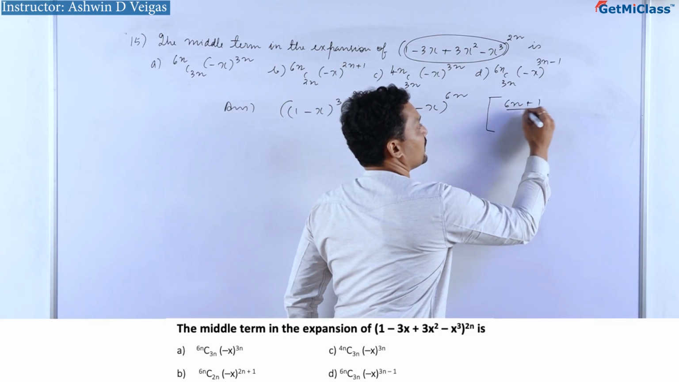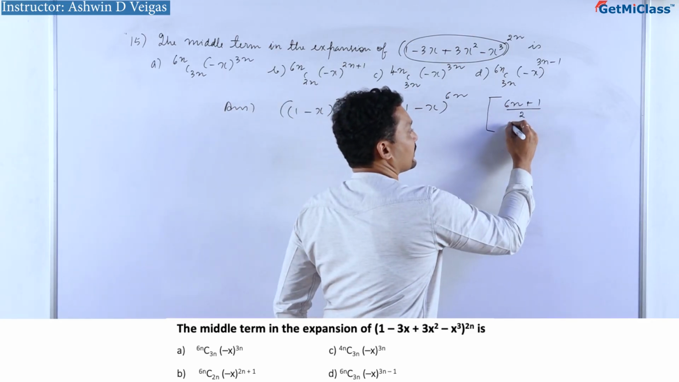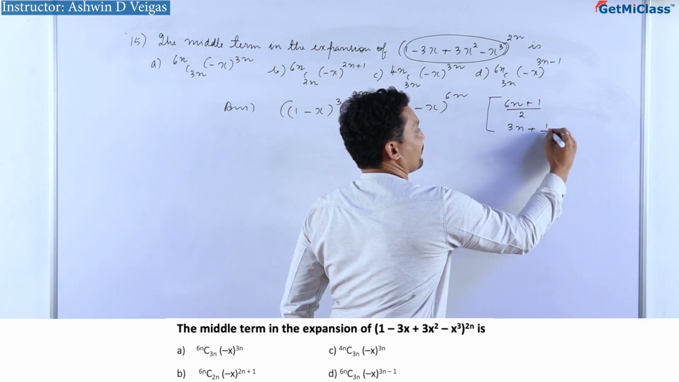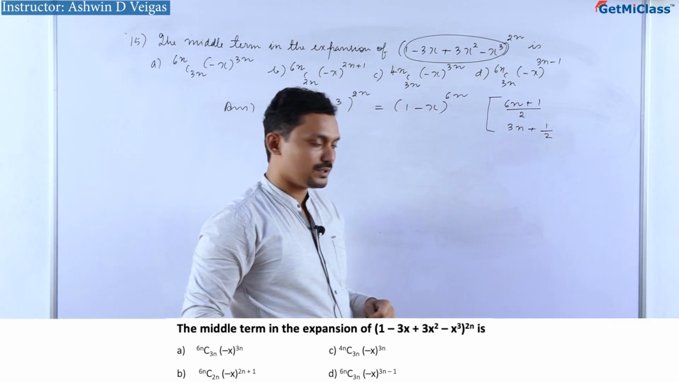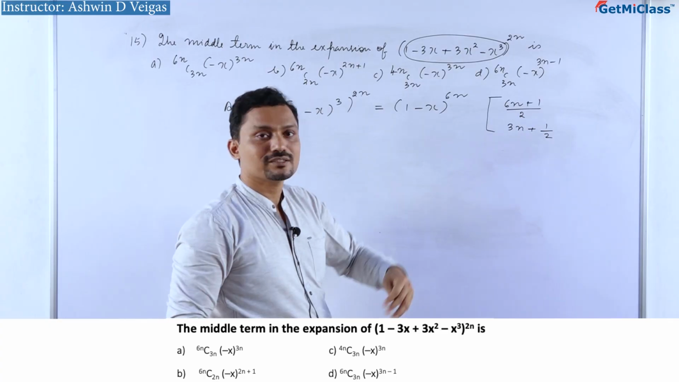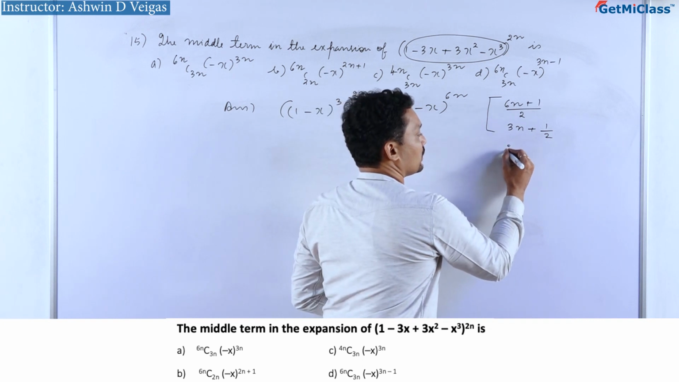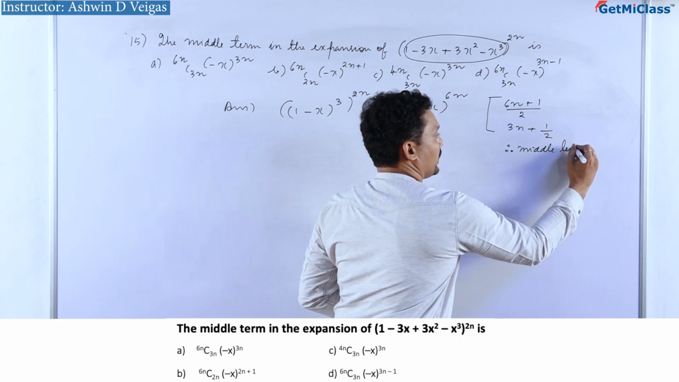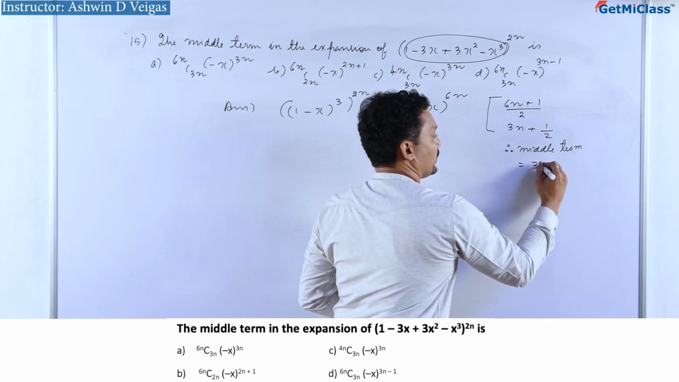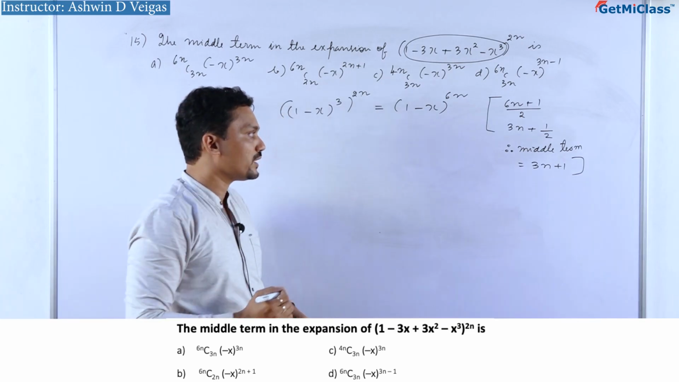So, again we will divide this by 2. If you divide this by 2, you will get 3n plus half. Now, there cannot be a 3n and a half term. That means the term should be the (3n + 1)th, because the term number is always a whole number. Therefore, the middle term will be nothing but 3n + 1. So, the (3n + 1)th term is the middle term.